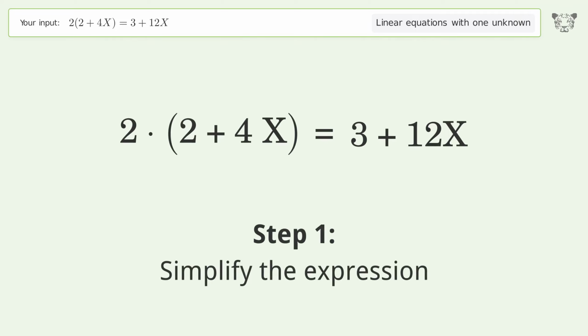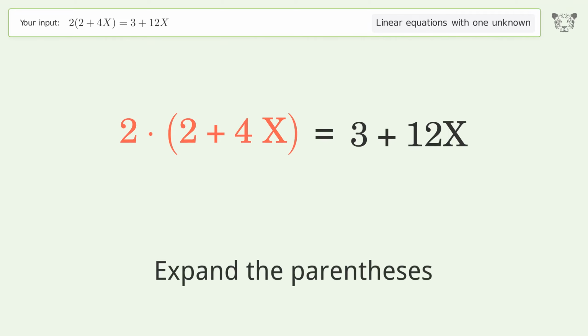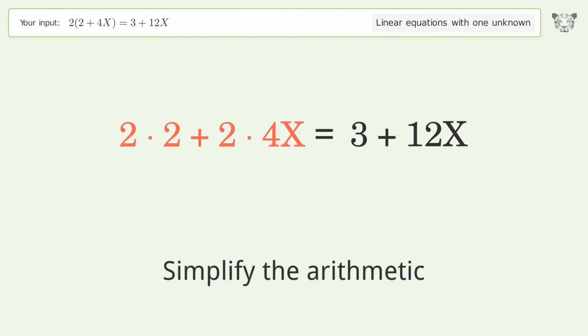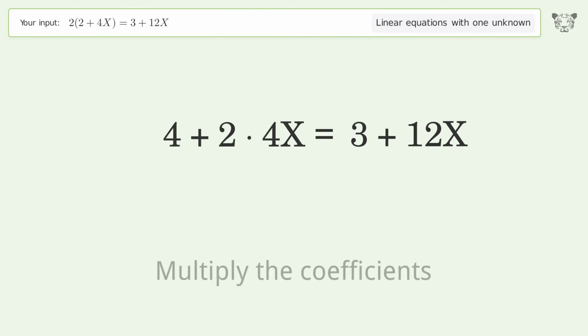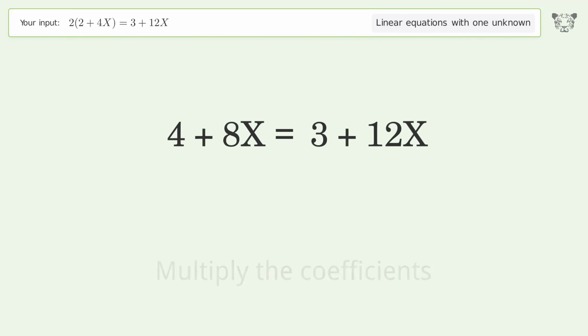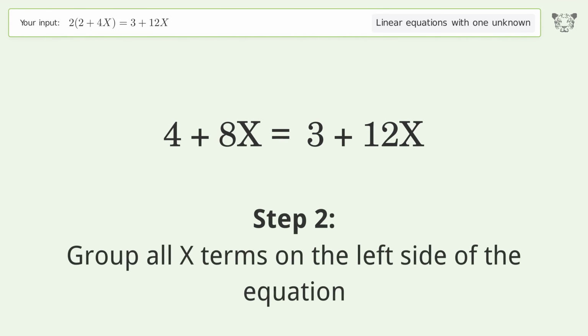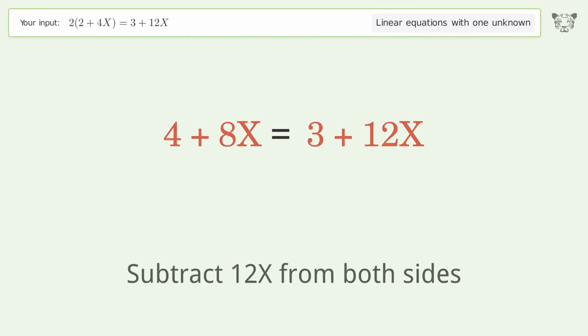Simplify the expression. Expand the parentheses. Simplify the arithmetic. Multiply the coefficients. Group all x terms on the left side of the equation. Subtract 12x from both sides.